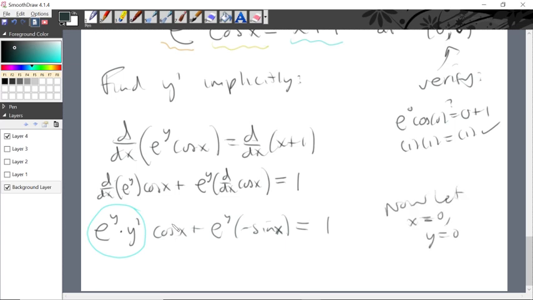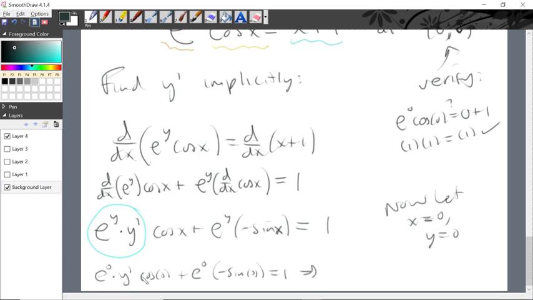So now we can use this equation to solve for y prime by substituting the values of x and y at the fixed point. We don't have to solve this equation for y prime first before plugging in x and y. So y prime is a third variable within this equation. So let's plug in y is equal to 0, for instance. So we get e to the 0, times y prime. And then x is equal to 0, so we have cosine of 0, plus e to the 0 times negative sine of 0 equals 1.